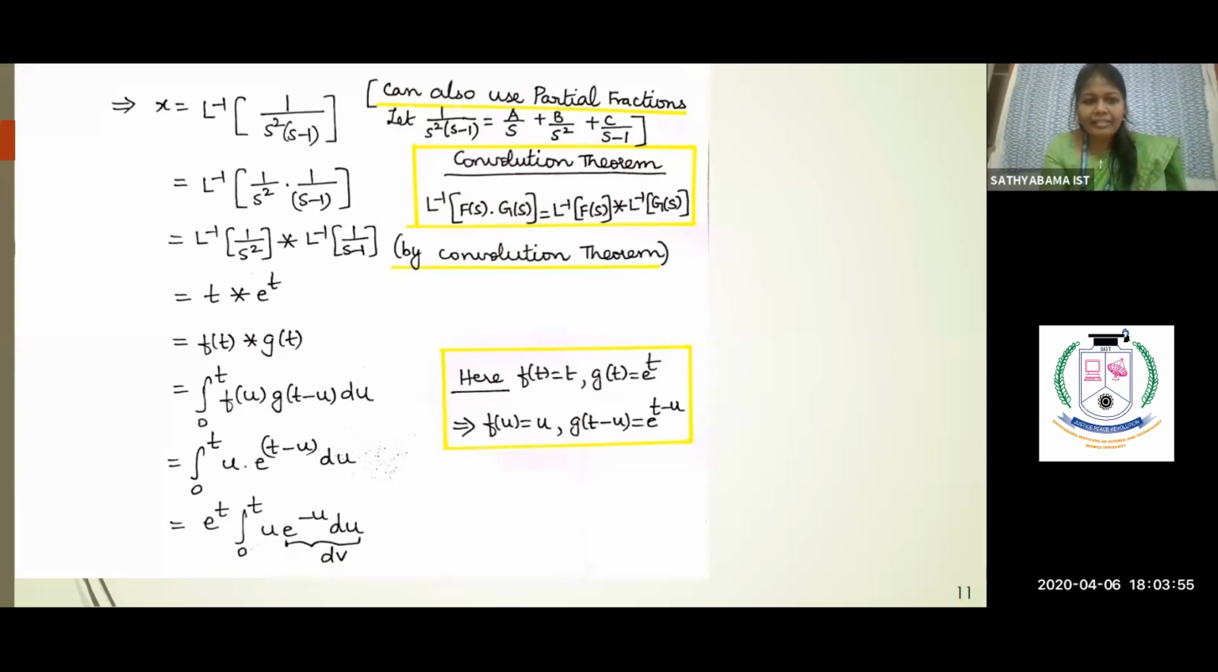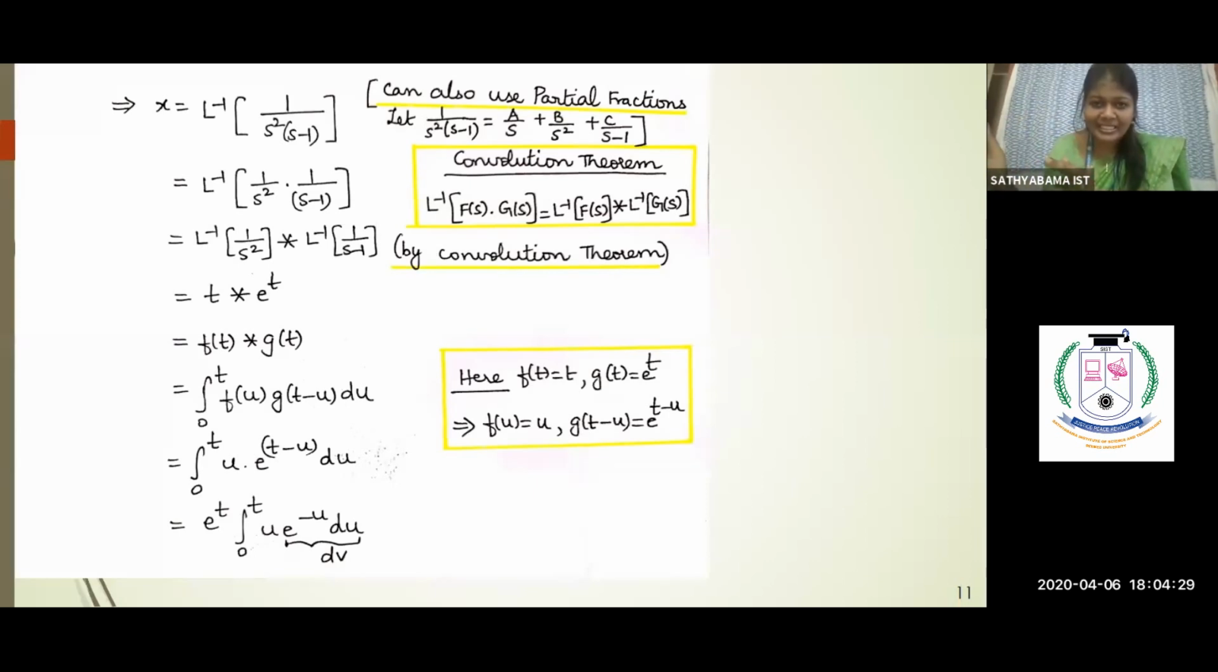Okay. See, when you look at the first step, it's obvious that you cannot find L inverse of 1 by s square into s minus 1 straight away because there is no formula to find. Isn't it? That is why we are either going for method of partial fractions or convolution theorem. Now, since this is a product of factors, you can separate the factors using partial fractions. How do you do that? Look at the ones that I've written inside the square brackets. 1 by s square into s minus 1 can be written as a by s plus b by s square because linear factor repeating, okay, plus c by s minus 1. And you can proceed, find a, b, c and proceed.